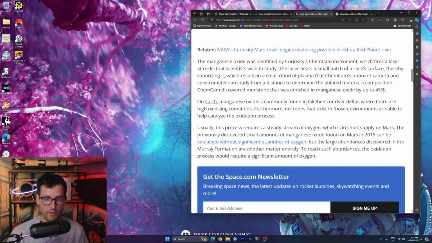On Earth, manganese oxide is commonly found in lake beds or river deltas where there are high oxidizing conditions. Furthermore, microbes that exist in those environments are able to help catalyze the oxidation process. Then it goes on to say, usually this process requires a steady stream of oxygen, which is in short supply on Mars. The previously discovered small amounts of manganese oxide found in 2006 can be explained without significant amounts of oxygen, but the large abundances that they just discovered are another matter entirely. To reach such abundances, the oxidation process would require a significant amount of oxygen.